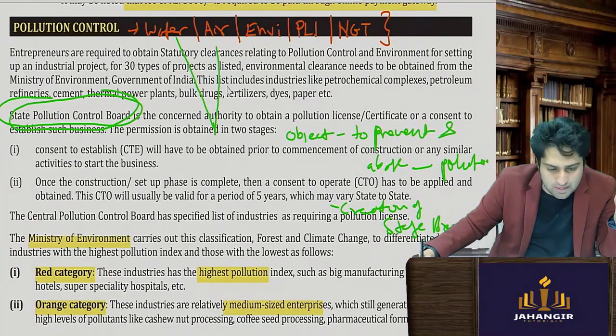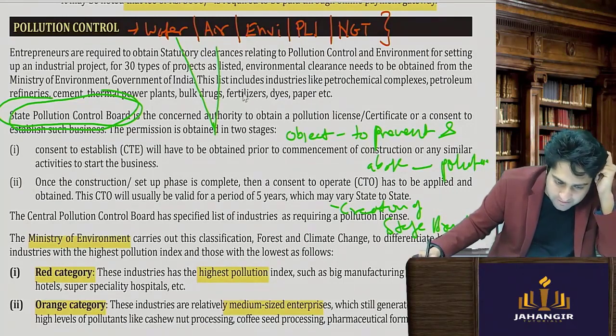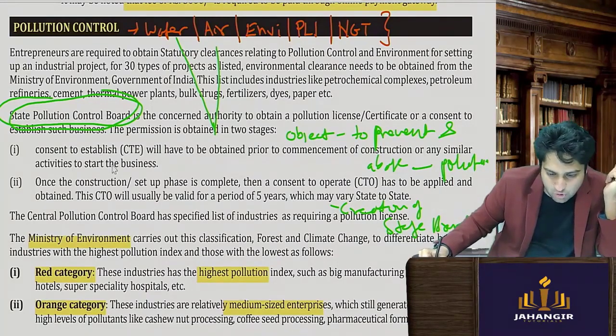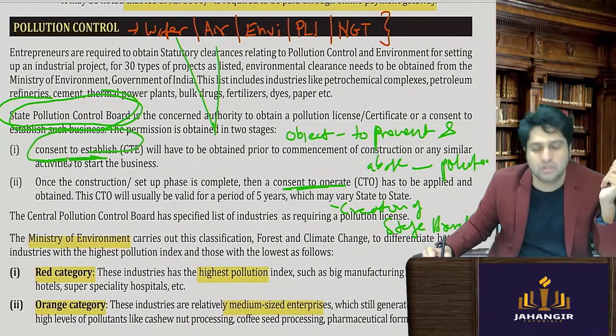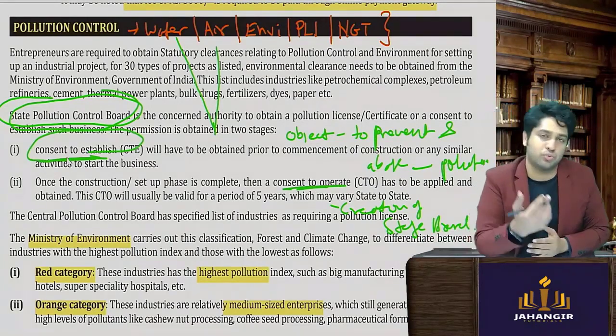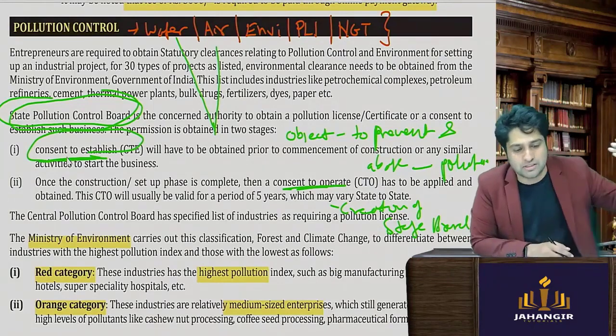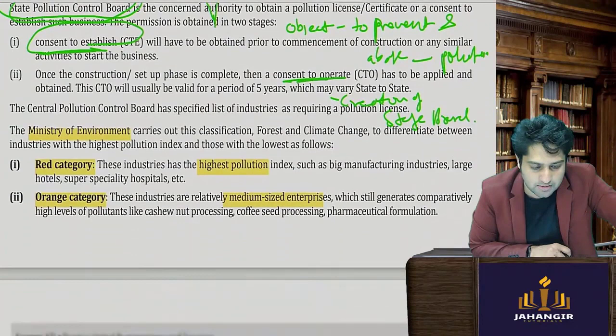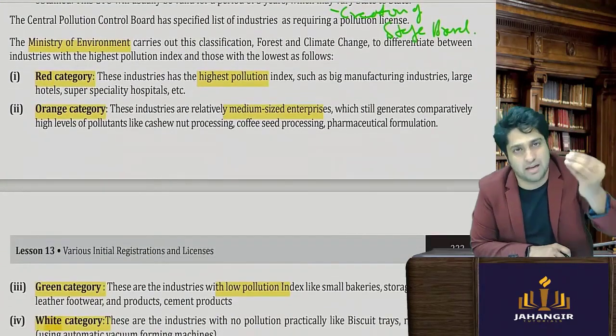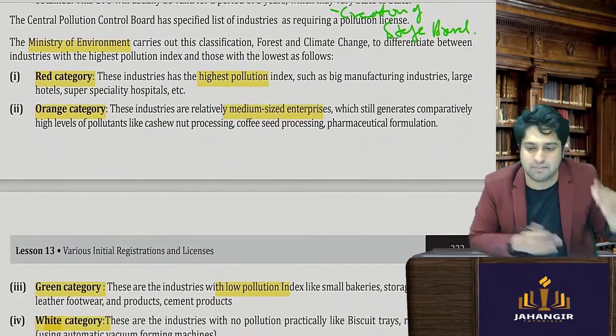Government says that you might require two things: consent to operate and consent to establish. So for certain kinds of businesses, when you want to start, you have to first take clearance from the environmental department. Then you can proceed. This was just the background. Now what can come in the exam?